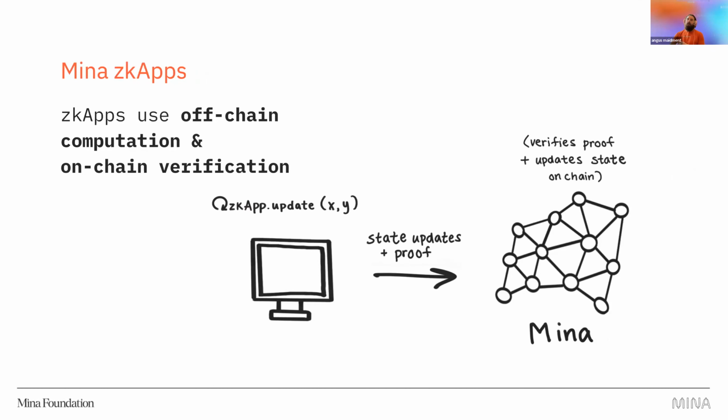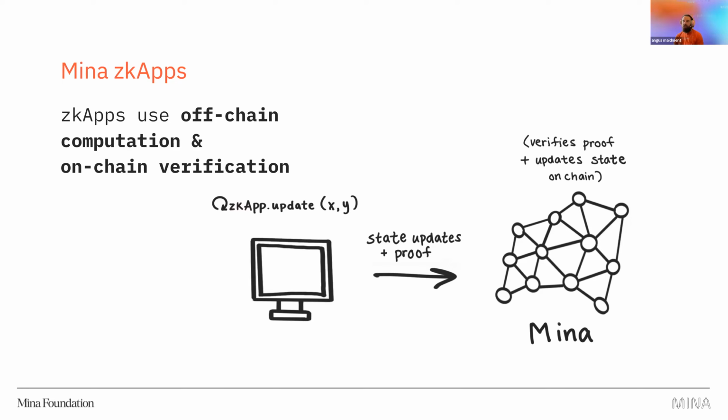Now, the Mina protocol, ZK apps use off-chain computation and then on-chain verification. So we're stitching together some concepts that I talked about over the last few slides. Basically, your user runs your ZK app in their browser, so they run all the code client side. They do all the compute in their local environment, and then they run the prover function that I was talking about, which generates this proof, which is a string.